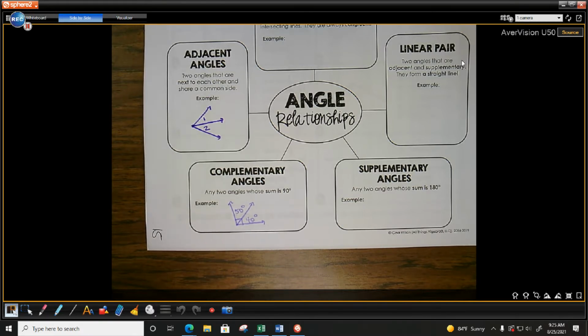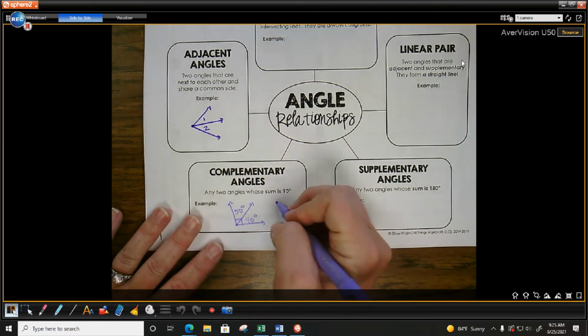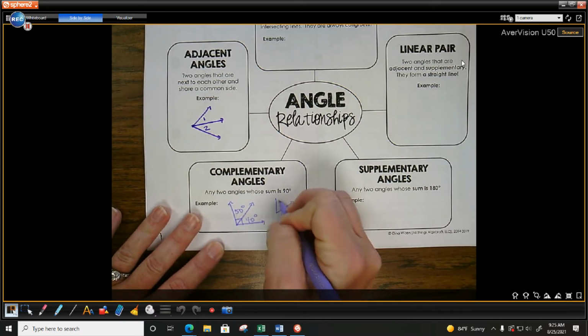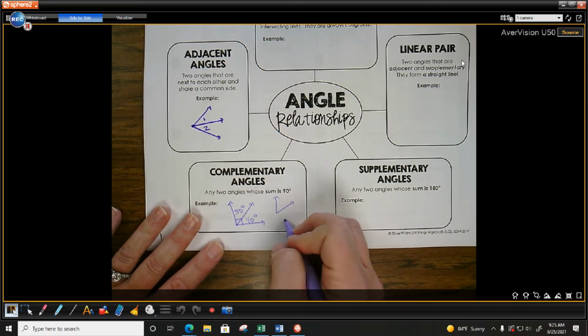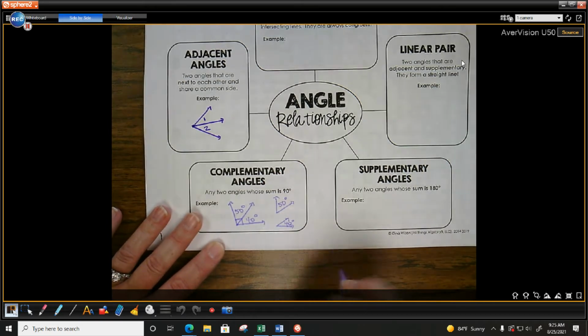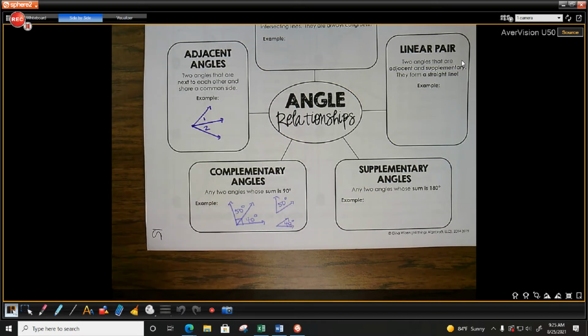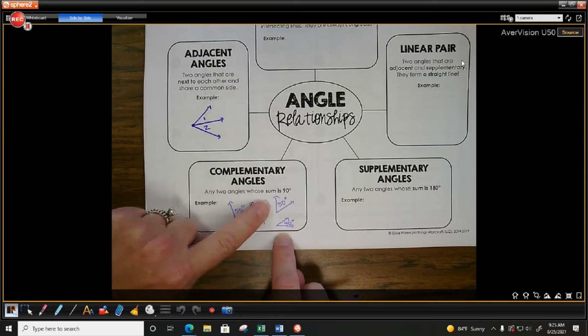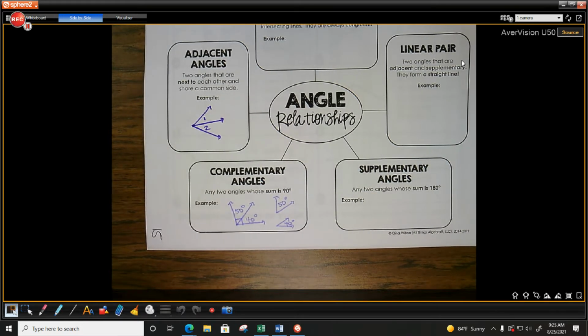Do the two angles always have to be touching? Do they have to be adjacent angles? Could I make it like this? Are these two angles complementary? Yes, because the sum is 90. Complementary angles don't have to be adjacent angles. Okay?